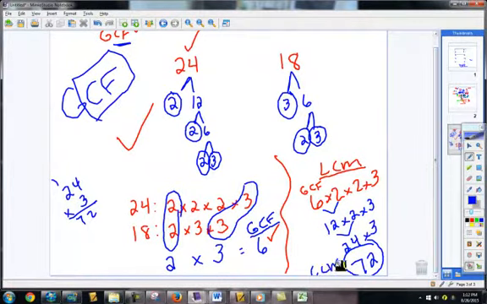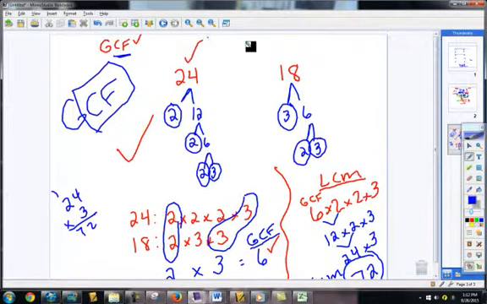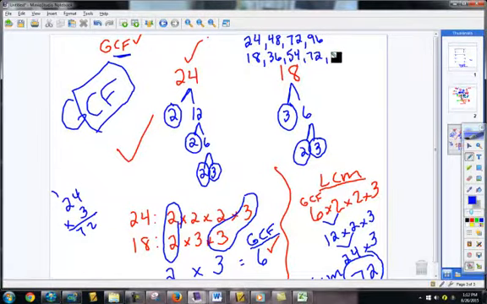So this is the LCM. Now let's think about the multiples. Let's start with 24. The first multiple for 24 is 24. 24 times 2 would be 48. 24 times 3 would be 72. And 24 times 4 would be 96. Those are the first four multiples of 24. Now let's do 18. 18, 36, 54, 72, 90, 108, and so on.